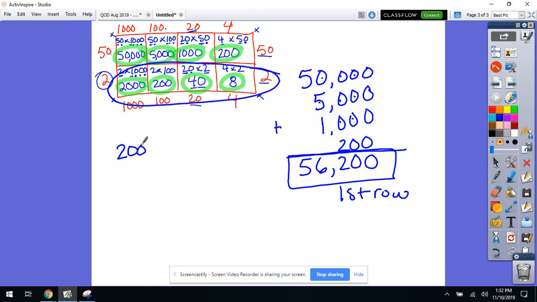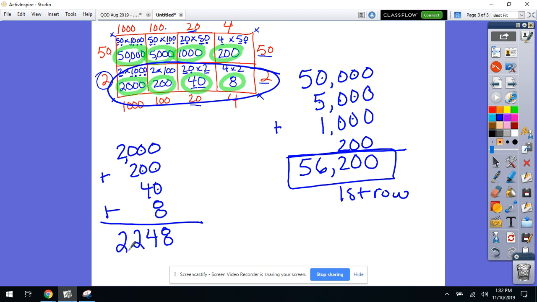All right, second row. Let's do this row now. Let's do 2,000, comma, plus 200, plus 40, plus 8. Notice how my ones are down here, my tens, hundreds, and 1,000. 0 plus 0 plus 0 plus 8 is 8. 0 plus 0 plus 4 is 4. 0 plus 2 is 2. 2 plus nothing is 2, comma. Now, this is my second row. Well, we must be done, right? No. We're going to take our first row and add it to your second row, okay?